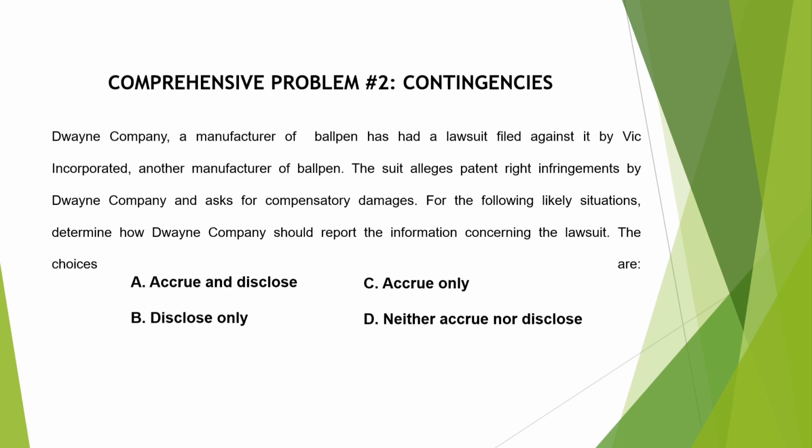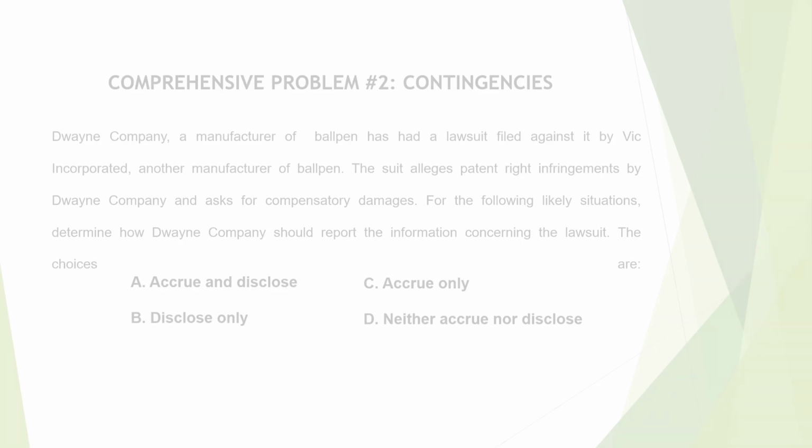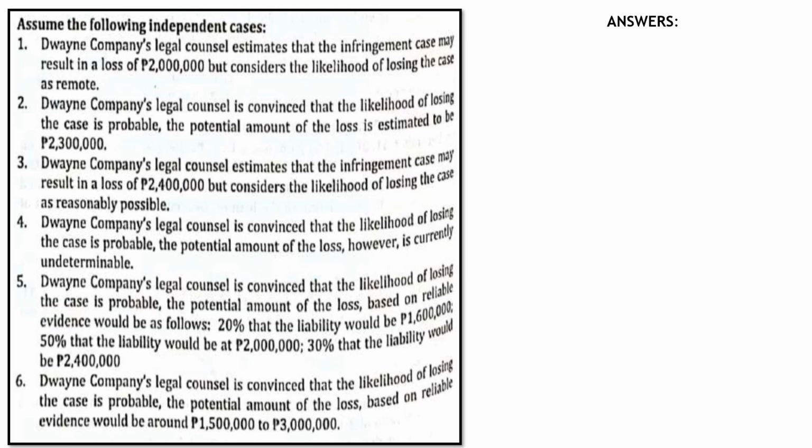Sometimes a loss is remote, meaning it's very unlikely to happen, and even if it does, it won't significantly impact the company's finances. In this case, do nothing, no accrual and no disclosure. You simply ignore it in the financial statement and don't disclose it. And now, let's go through the following cases.